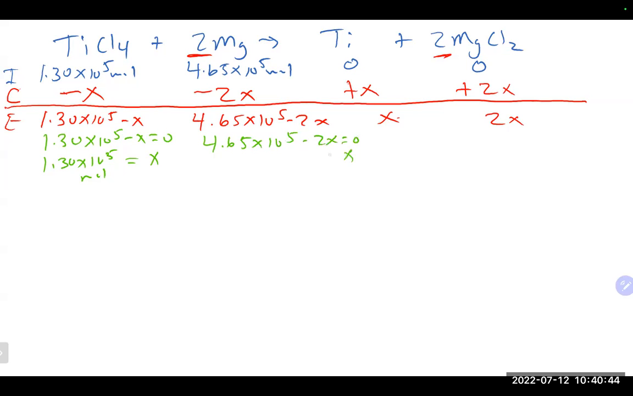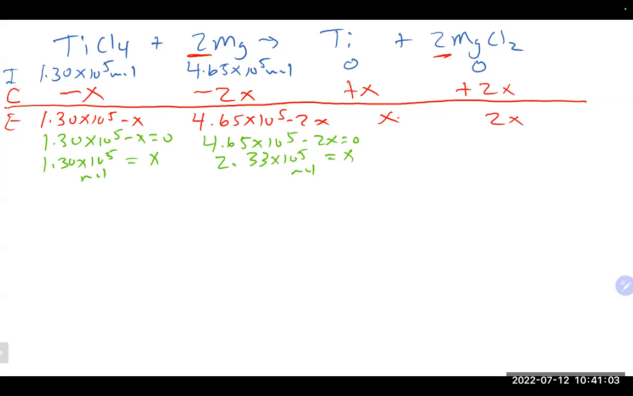That means basically we're dividing by 2 here. That gets us 4.65 to the 5th divided by 2, which gets us 2.33 times 10 to the 5 moles.